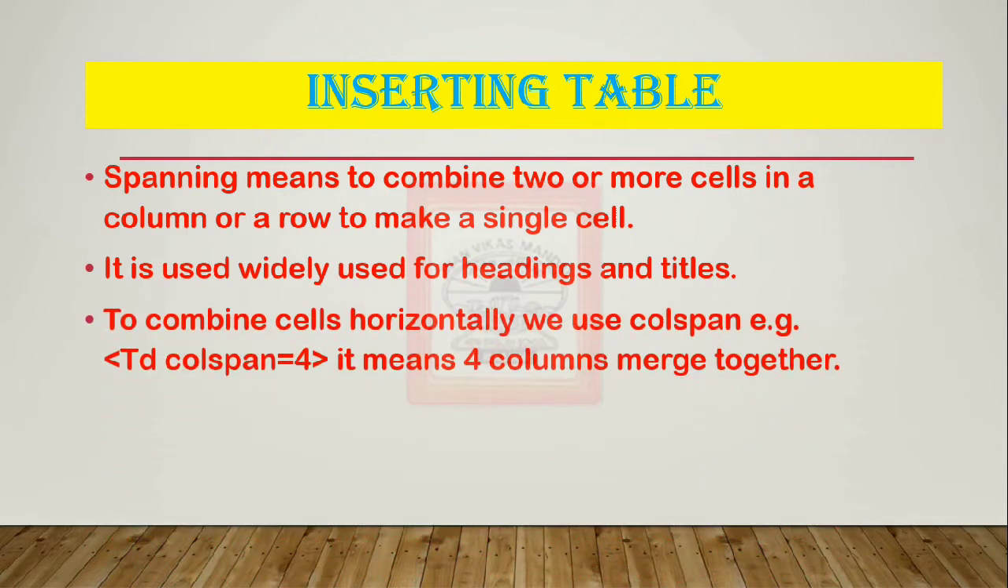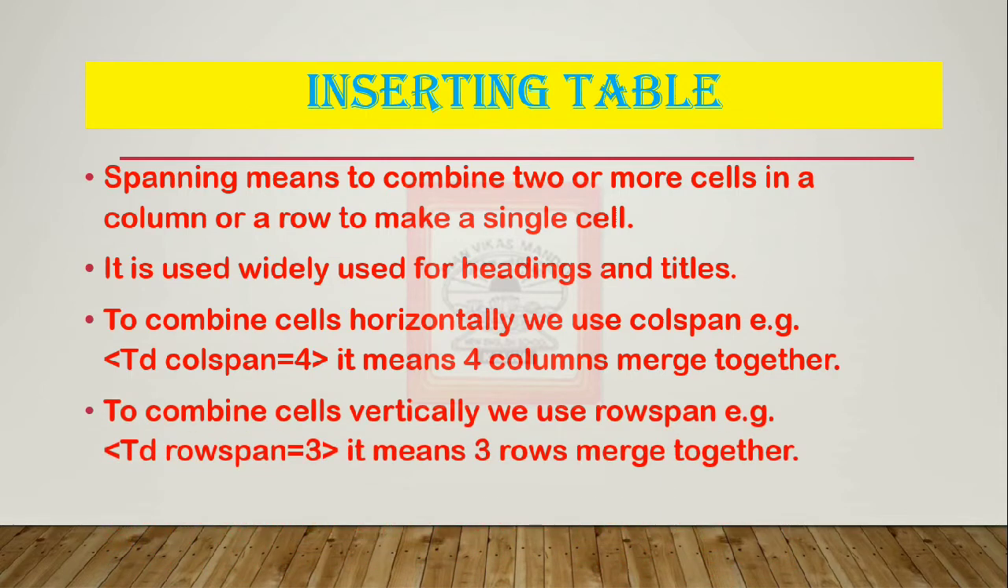Now to combine cells horizontally, we use colspan. Horizontally, if you want to combine, we use colspan. For example, colspan 4 means four columns merged together. And for vertically combining, we use rowspan, in which three or more rows combine together like this vertically. In this example, rowspan equal to 3 means 3 rows are combined together. Here colspan 4 means 4 columns are combined together.